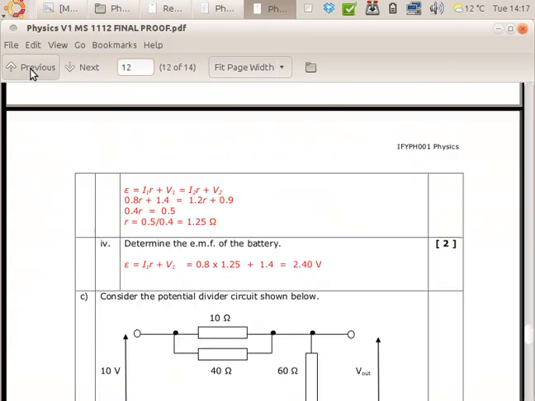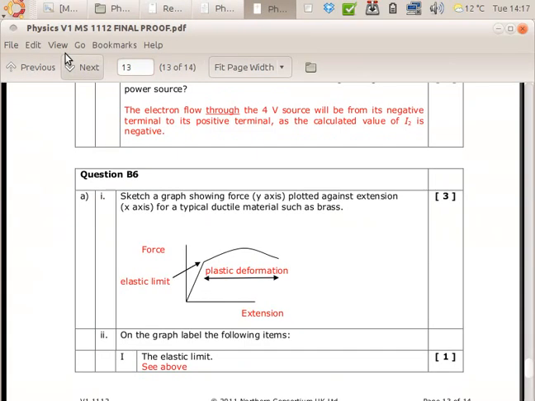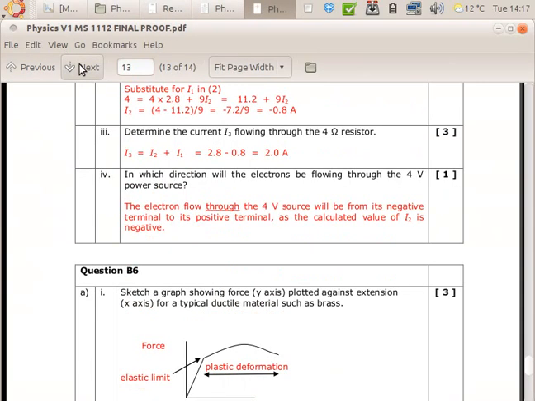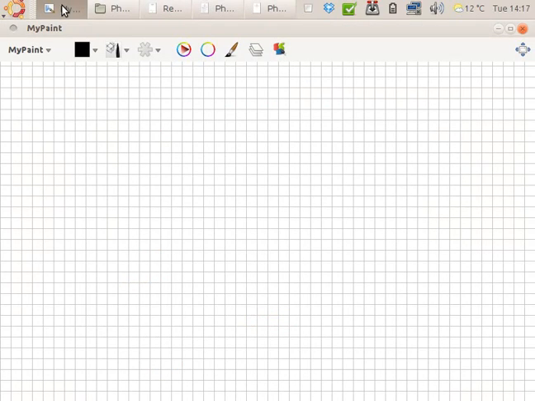Where's it gone? First question here. Number 6. There we go. Okay. Now we haven't really done it so much in class. So before I do this question, I'll talk a little bit about this.